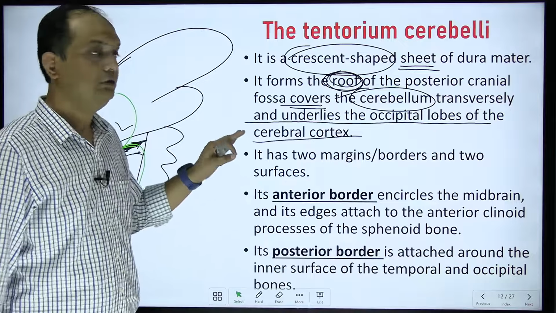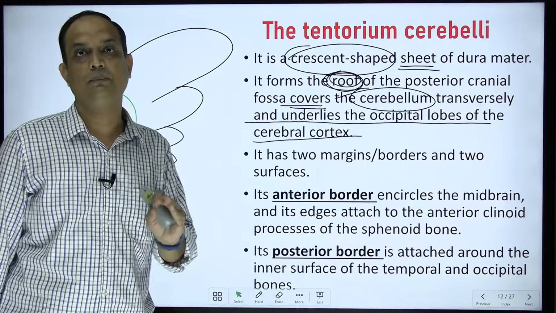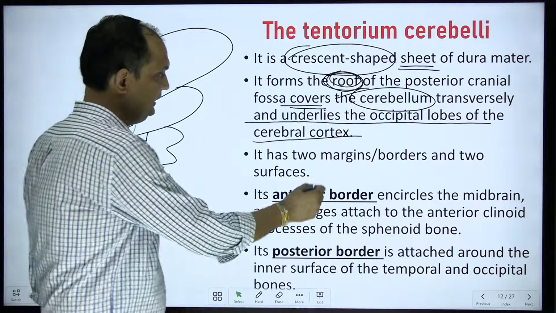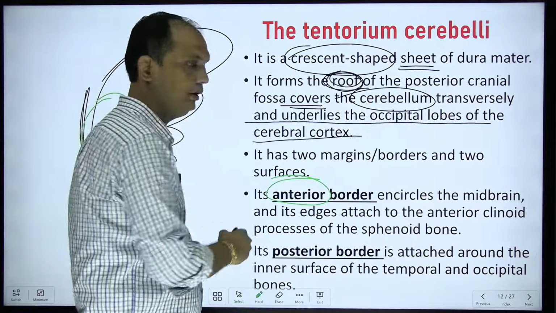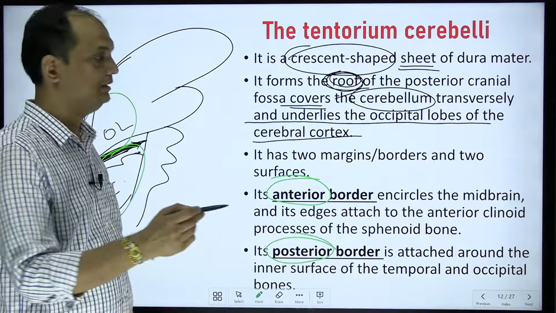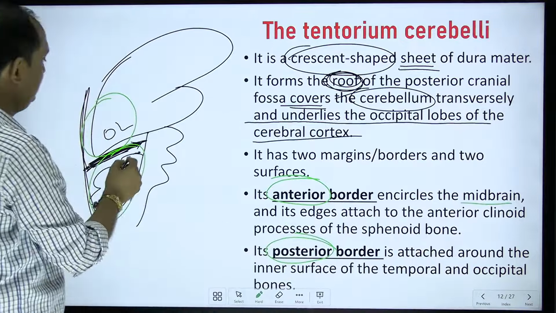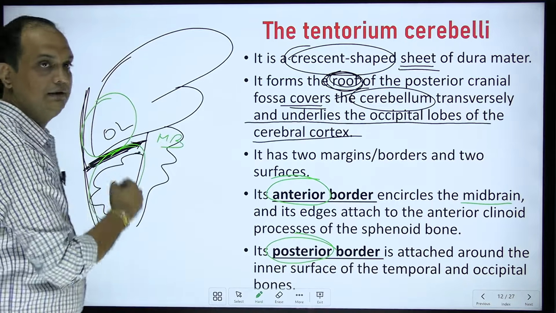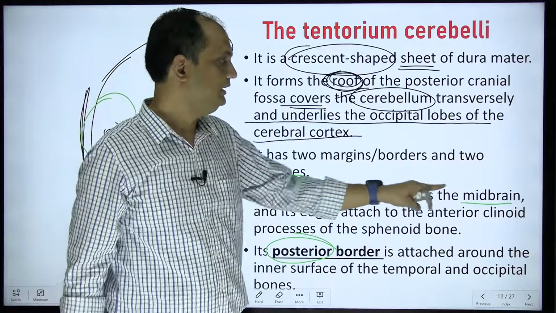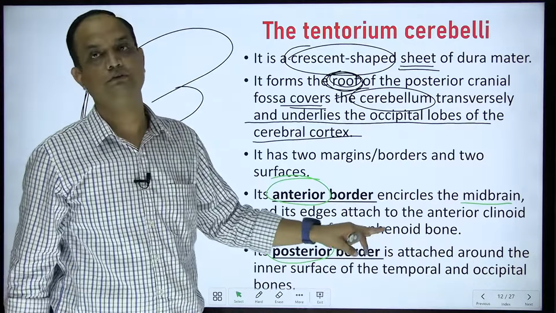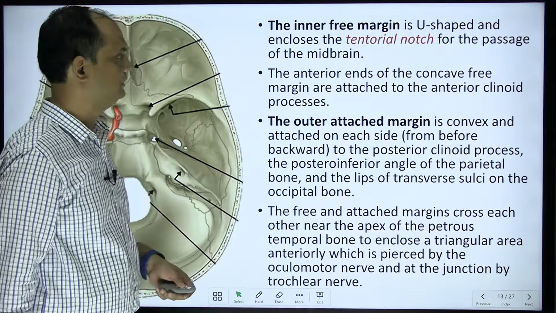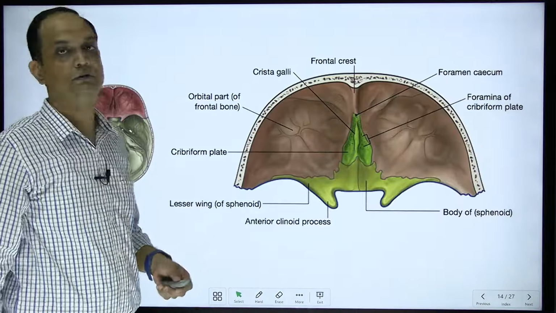Now, you have this question in your exam about the morphology of Tentorium Cerebelli. So, when you are seeing this, you will find the anterior border, you will find the posterior border. Anterior border encircles the midbrain, because if you see here, anteriorly you have the midbrain, that is the brain stem. Then its edges are attached to the anterior clinoid process of the sphenoid bone. Now first we'll see what we mean by anterior clinoid process. Anterior clinoid process is a bony feature.